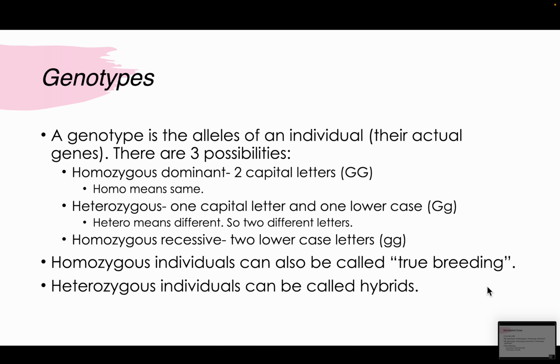Homozygous individuals can also be called true breeding. You may see that phrasing pop up on the exam or tests or something like that. It just means they're completely homogeneous, they're completely the same. Heterozygous individuals can also be called hybrids, but that can be a bit tricky because hybrids mean something else when it comes to species and stuff like that, which we'll learn later in the year.